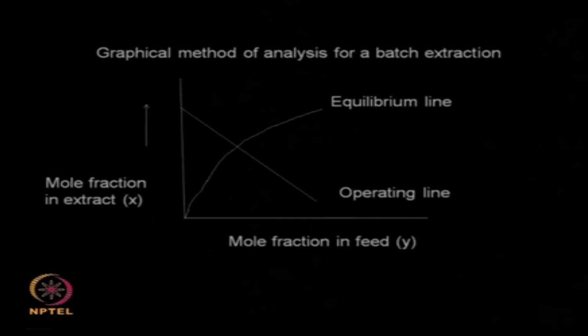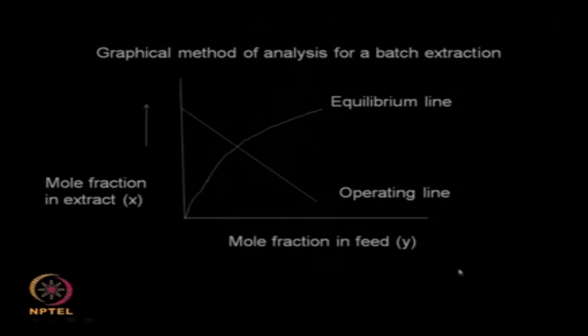How do you use a graphical method for solving? Just like adsorption, if you recall, you will have an operating line and an equilibrium line. The operating line is your mass balance, the equilibrium line is nothing but your y is equal to kx type of line. Why is there a slight bend here? The bend could be because K changes as a function of concentration. Otherwise, if K remains constant irrespective of concentration, then this also should be a straight line.